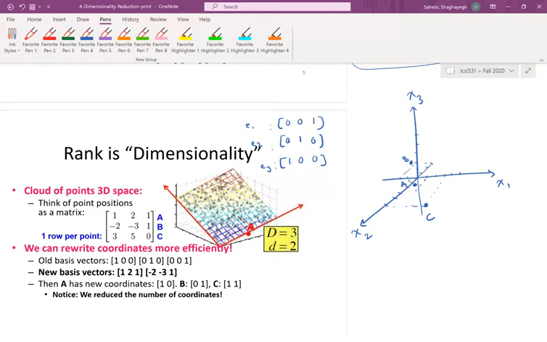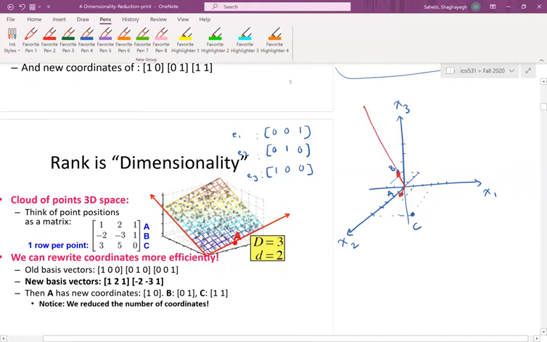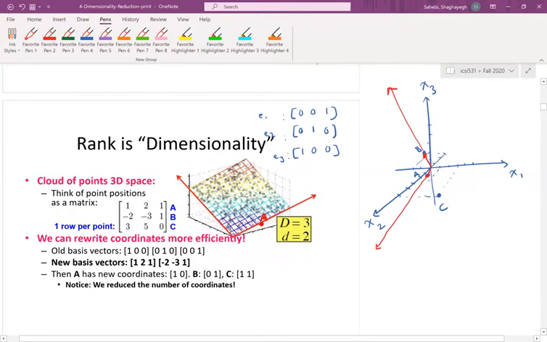Then we saw that we can have the two vectors A and B as our new axes. So we are going to have this and this as our new dimensions. Now, if I have these two as my new dimensions, what I can do is represent C in terms of these new coordinates. And C in terms of these new coordinates is going to have values 1 and -1.